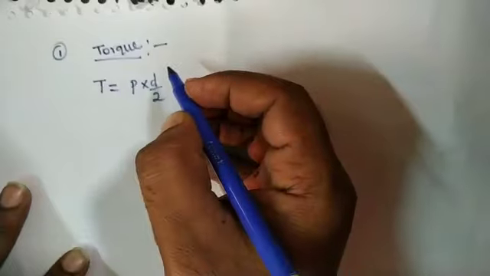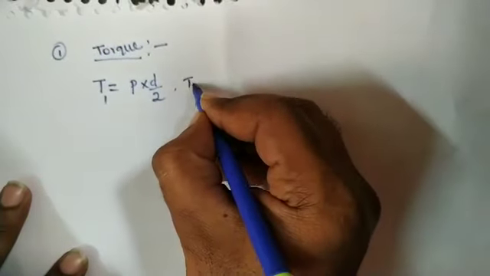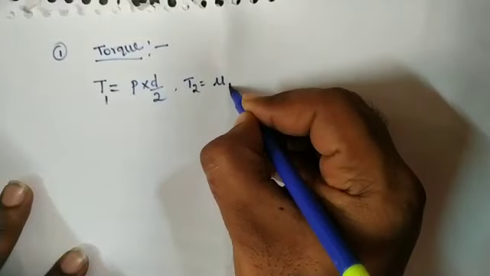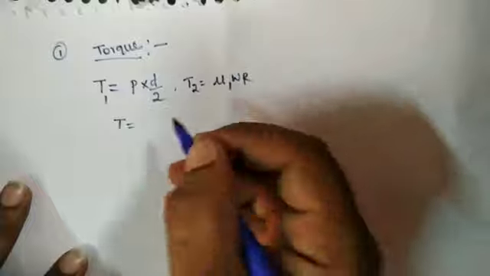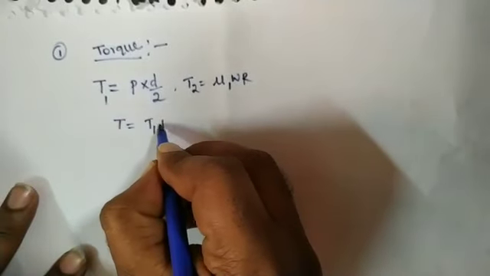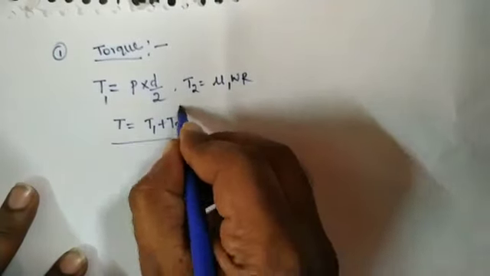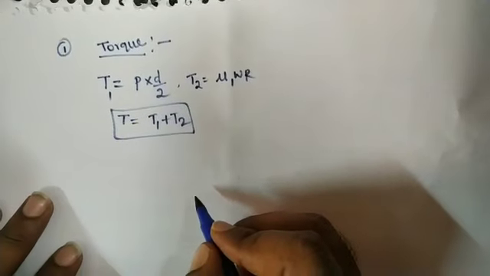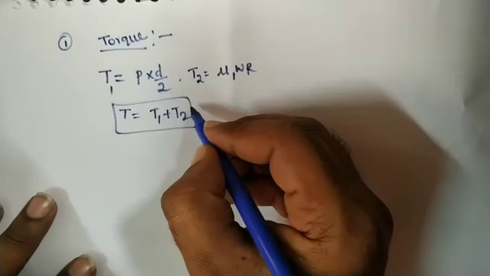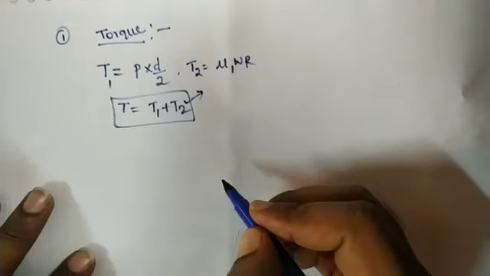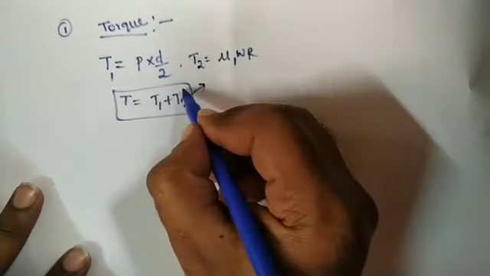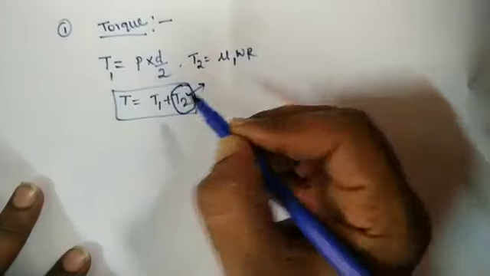So T equal to T1, then T2 equal to mu1 into W into R, then torque equal to T1 plus T2. So this is the total torque. Why are we taking T1 plus T2? Because the collar related data is given in the question. So please consider the collar related torque.